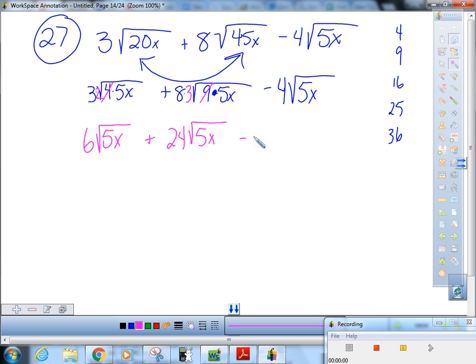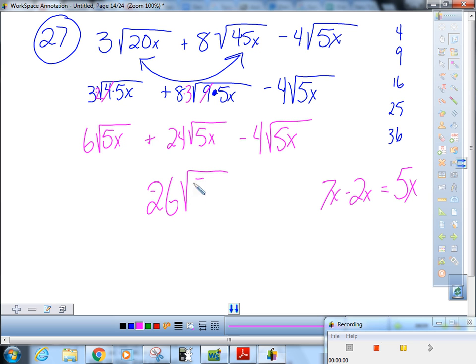And this is exactly how we want it, so we'll just rewrite it. And now you can combine them, because remember that 7x minus 2x equals what? It equals 5x. So you can combine them if they have like terms. And these are like terms. So this gives you 30 minus 4 is 26 times the square root of 5x. That is not a negative. It's just a little loop-de-loop. Okay?